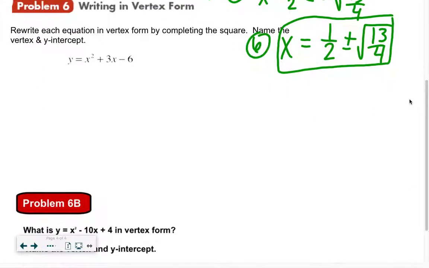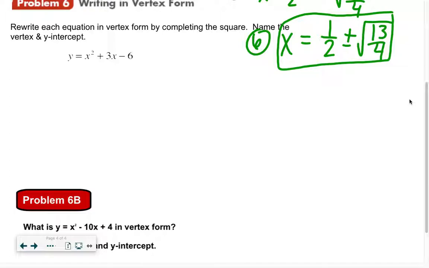Something just a little bit different. We're going to put this into vertex form. Nice little reminder, vertex form is a(x minus h) squared plus k. That's vertex form. We're going to do that by completing the square. So same stuff, here's what we do. Are we ready? Of course.